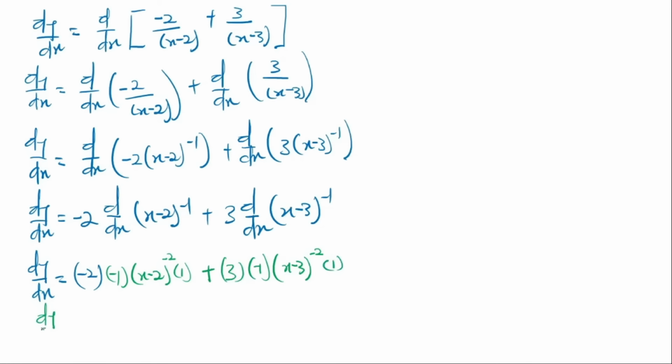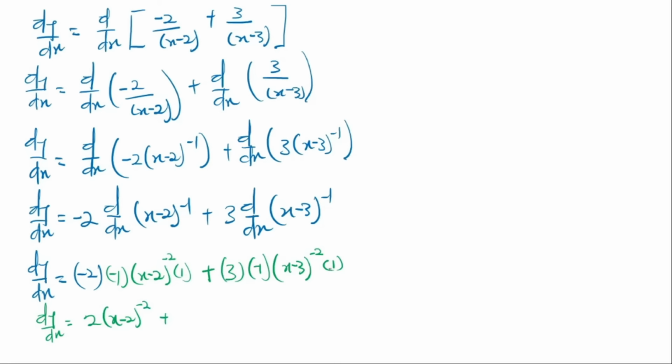So our dy dx is equal to negative 2 multiplied by negative 1, which will give us positive 2, into bracket x minus 2 all raised to the power negative 2, and still multiplied by 1 is still positive 2.